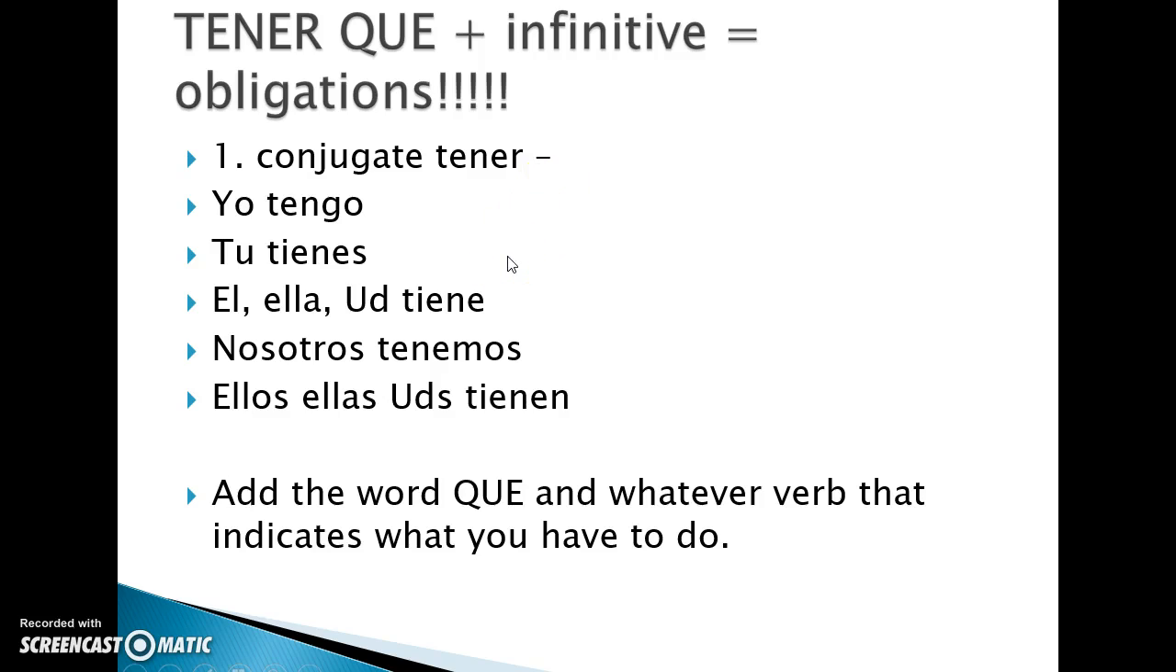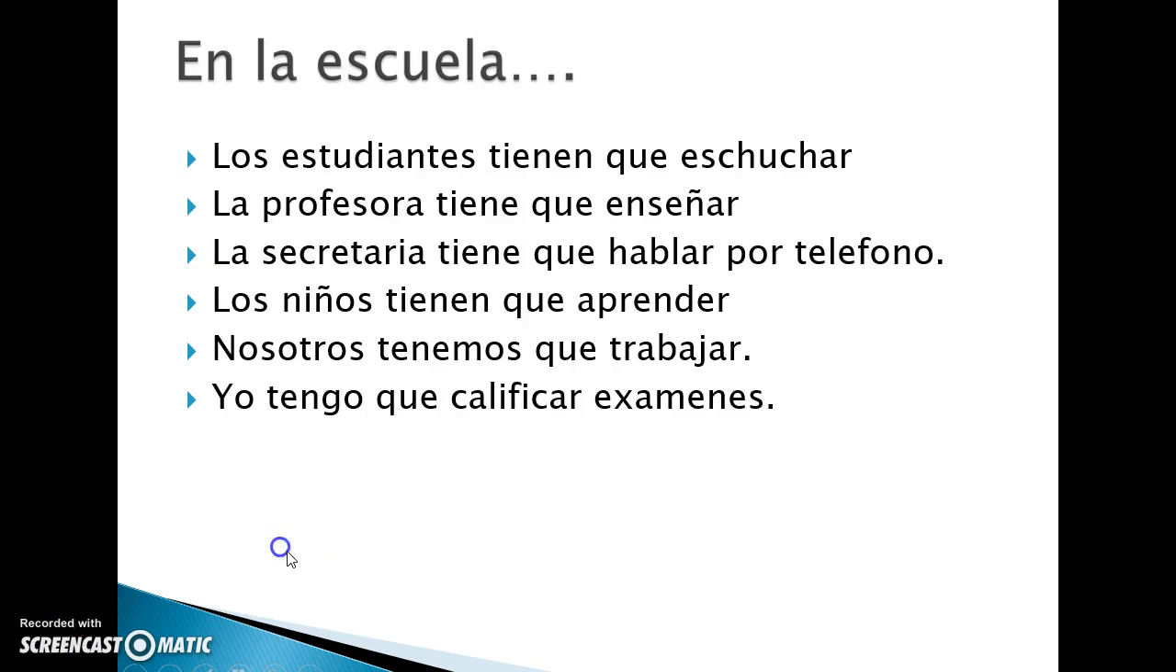And so when we want to talk about obligations, as we've been reviewing, hopefully you're getting very good at this, we use the verb tener plus the word que plus an infinitive. And that is how we discuss an obligation. So number one, conjugate tener. Use yo tengo, tú tienes, él, ella, usted tiene, nosotros tenemos, or ellos, ellas, ustedes tienen, obviously, based on who your subject is. Add the word que and whatever verb that indicates what it is you have to do.